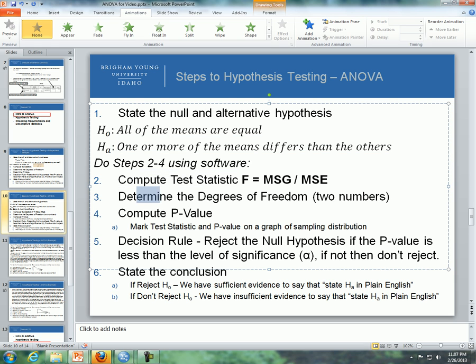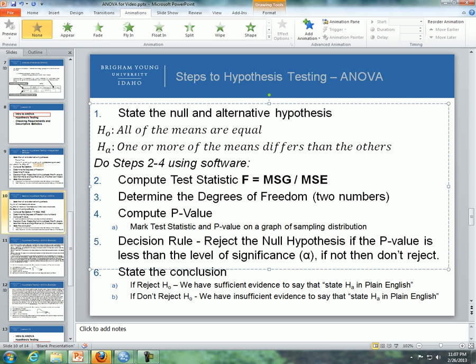We determine the degrees of freedom, but this time the degrees of freedom are going to be two numbers: one degree of freedom for what's called the numerator and the other degree of freedom for the denominator. We compute the test statistic, and then we'll be asking you to mark the test statistic and p-value on a graph of a sampling distribution. But then the last two steps are the same steps as you've seen before.